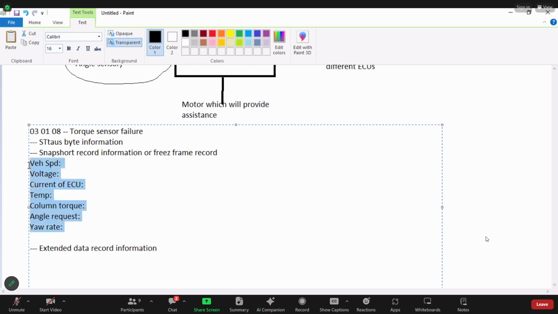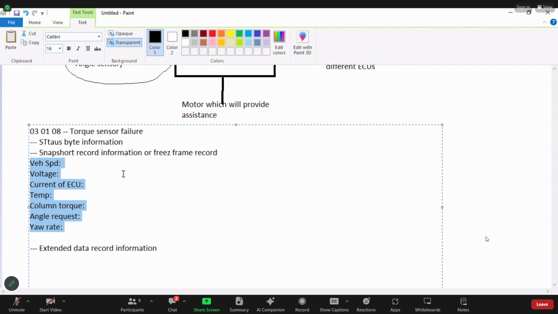What was the vehicle speed? What was the voltage? What was the current drawn by the ECU? What was the temperature? These are just examples. Apart from that, other data can also be there. These are just generic examples I have given. That will also be stored in the memory. Immediately the ECU will take a snapshot, meaning when the DTC was logged, what was the value of each parameter. It will take a snapshot and store it in the memory.